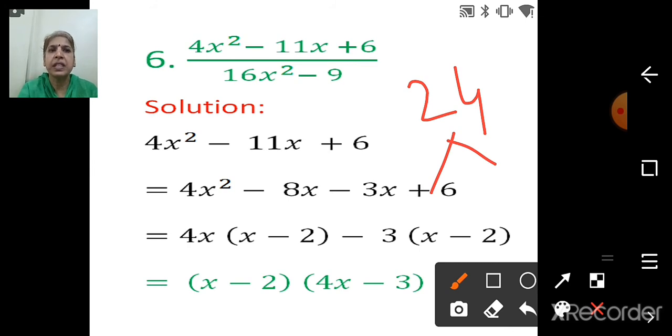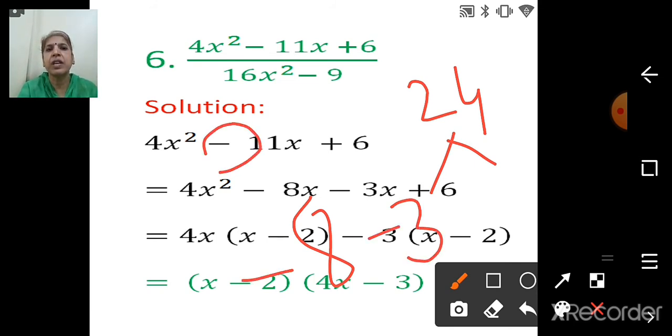So which are the factors? 8 and 3. And the middle term sign will be given to the greater factor. The other term will also get the same sign, because when you multiply two negatives, you get a positive factor, that is, a positive product.